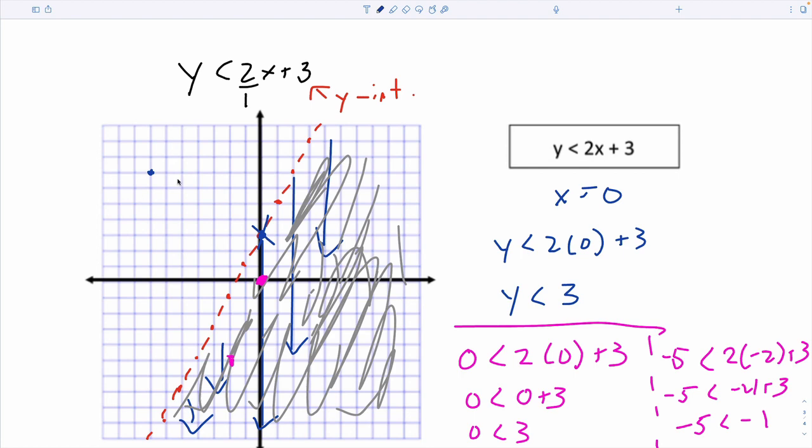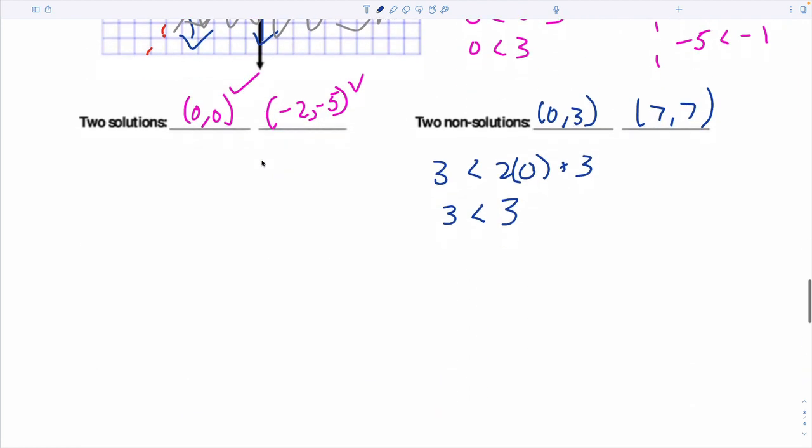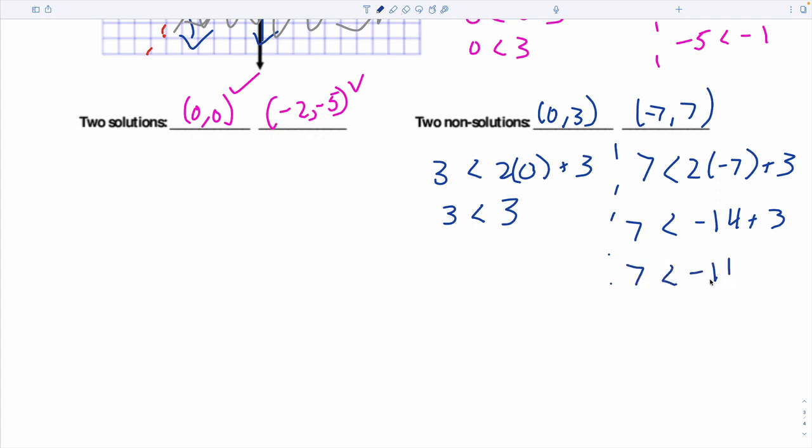This point is not in the shaded area. It should not work. -7, 7. Check it really quickly. 7 is less than 2 times -7 plus 3. 7 is not less than -11. That does not work.